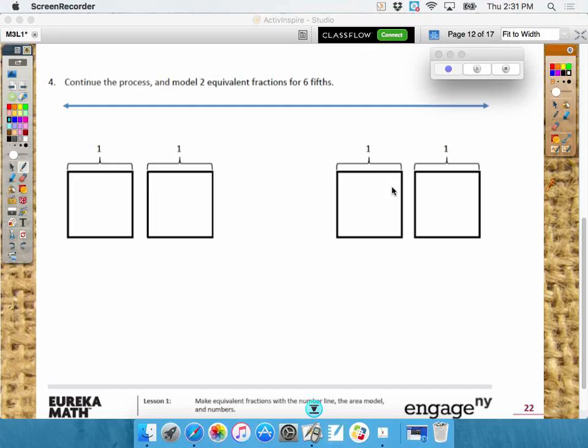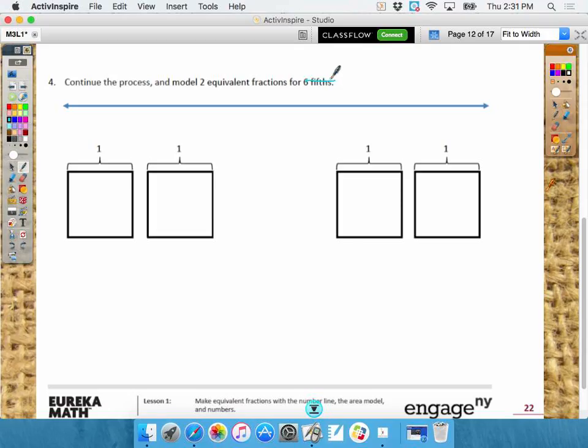Okay, for number 4, it says continue the process and model 2 equivalent fractions for 6/5. Because of Zern, I want to change this to 5/4. Because I was watching someone Zern practice yesterday, and we had to model 5/4. And so I thought, okay, I'm going to prepare the children for that instead of what it says here, okay?